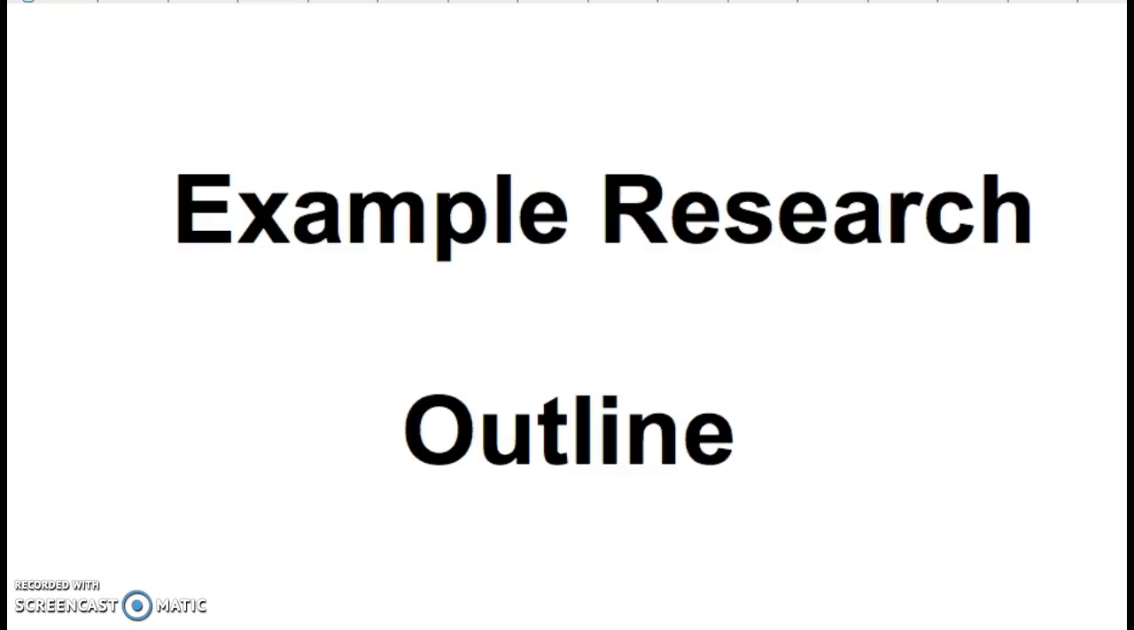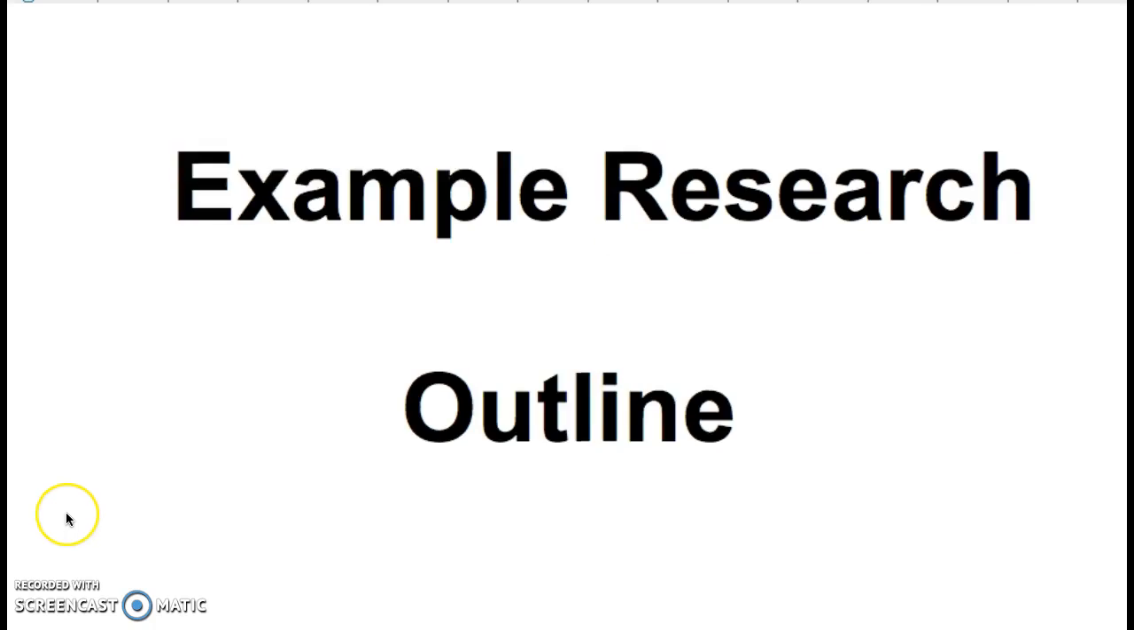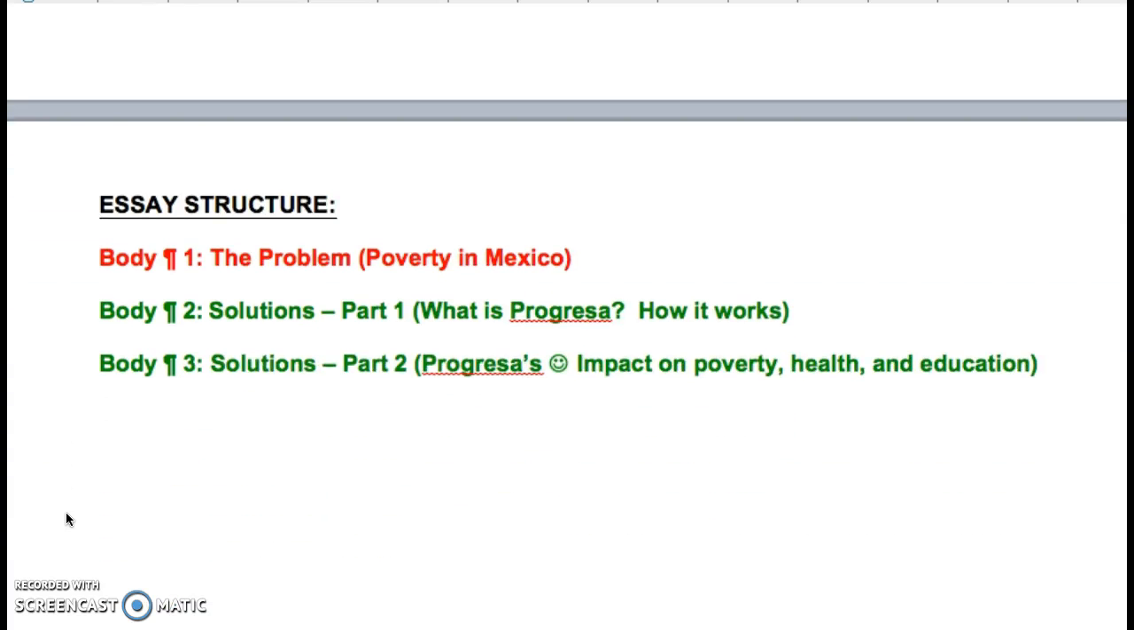Hello again. This video is to show you an example research outline, starting with the basic structure and getting more specific into the full outline. So first of all, the basic essay structure, as you know, is the first body paragraph discusses the problem, and the second and third body paragraphs discuss solutions in two parts. And there's already been a video about how to break up part one and part two and how to separate those.